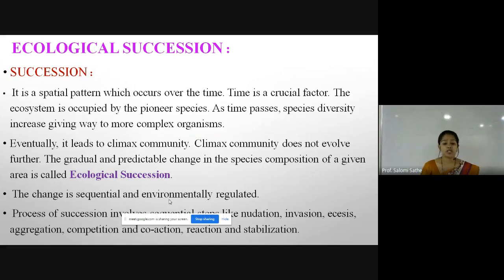Then the ecological succession. In ecological succession, what is succession? It is a spatial pattern which occurs over time.